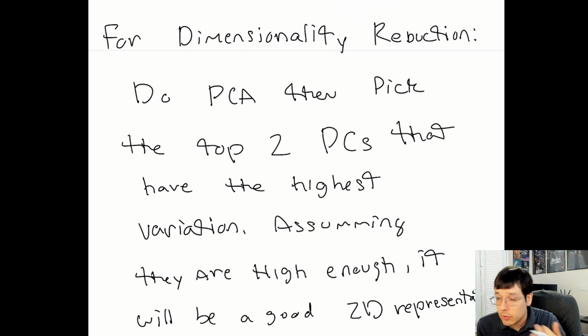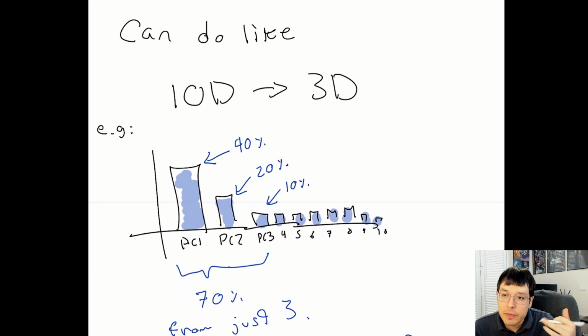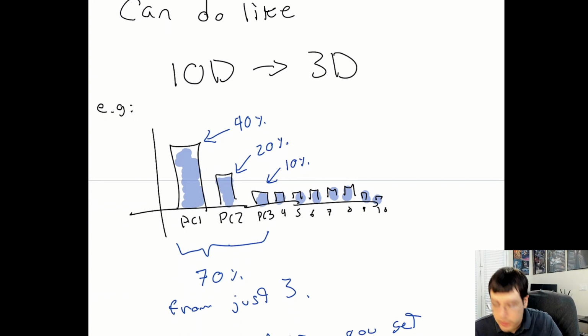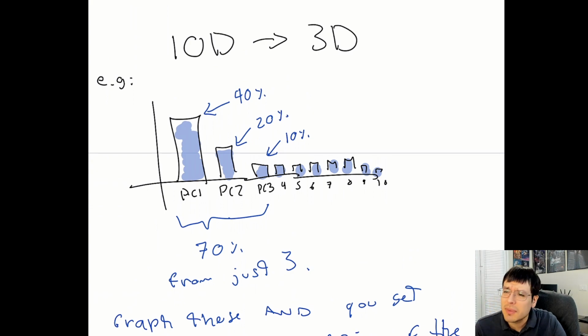Like I said, assuming that they're high enough, it will be a good 2D representation of your high dimensional data. Here I just have a little brief example of going from 10 dimensions to 3 dimensions. Suppose that you do this graph. PC1 has like 40% of the variation, PC2 has 20, PC3 has 10%. That means that if you make a 3D graph with the first 3, you get about 70% of the variation. It's not amazing, but 70% is okay, it's all right.